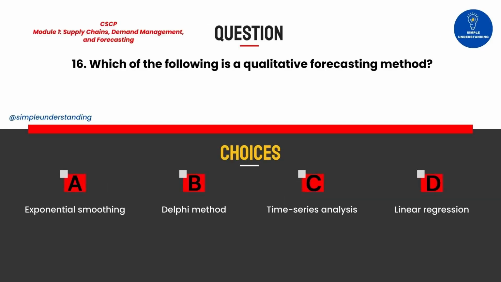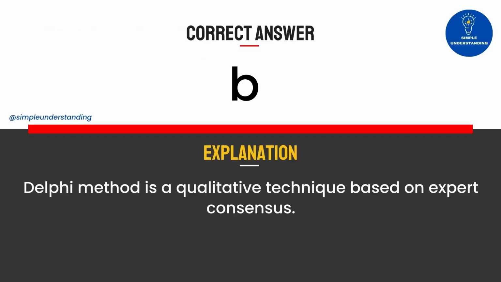16. Which of the following is a qualitative forecasting method? A. Exponential smoothing. B. Delphi method. C. Time series analysis. D. Linear regression. Correct answer B. Explanation. Delphi method is a qualitative technique based on expert consensus.